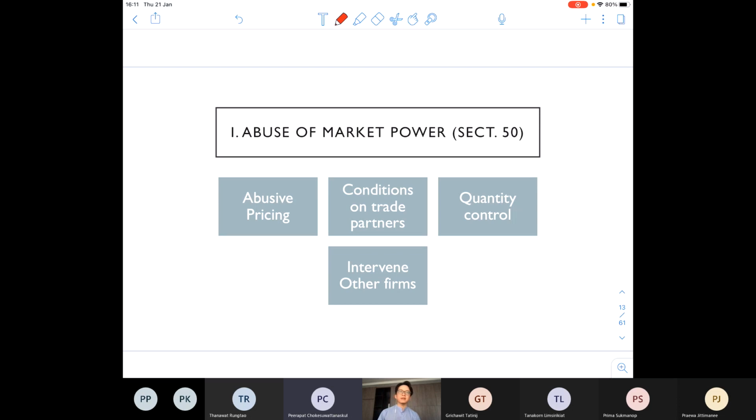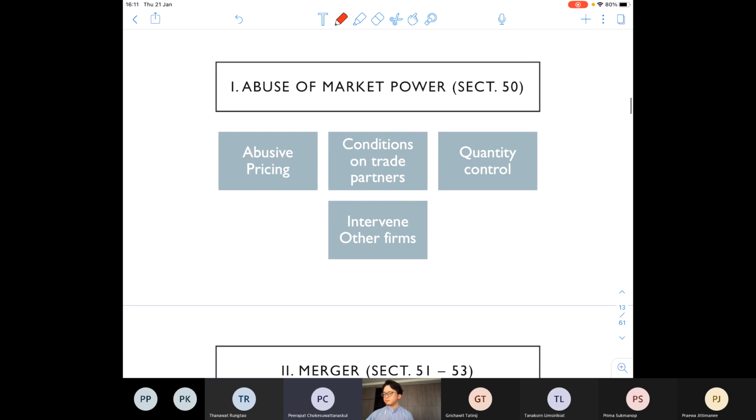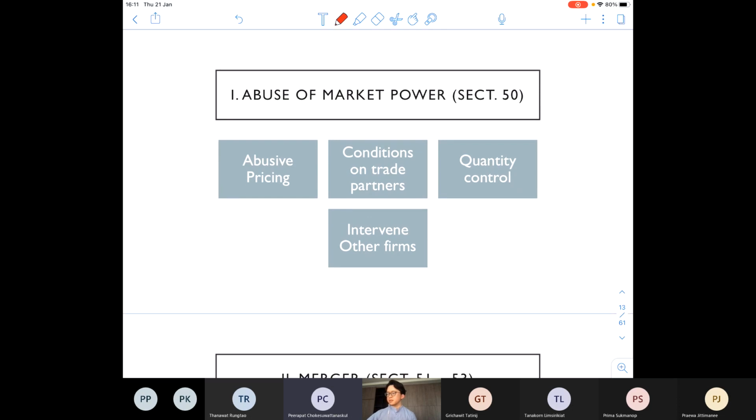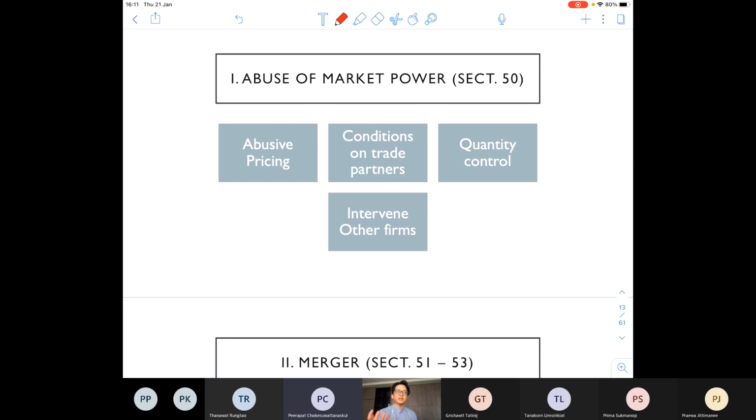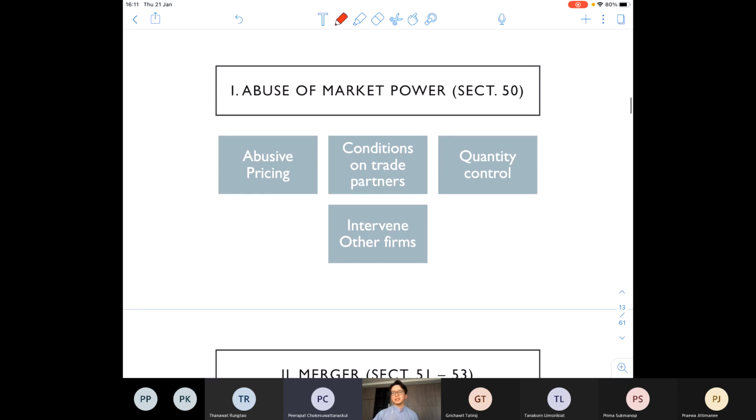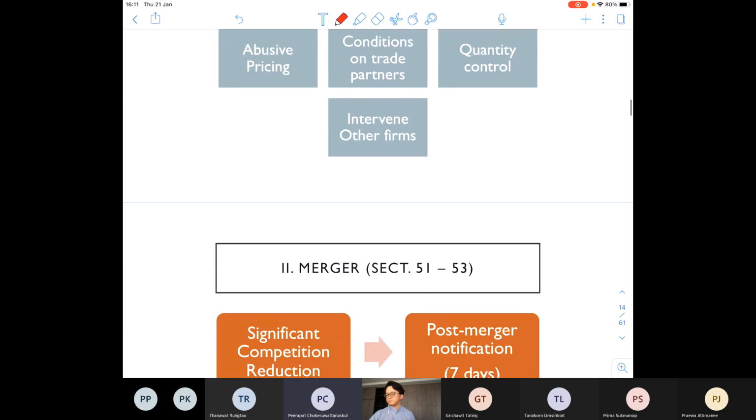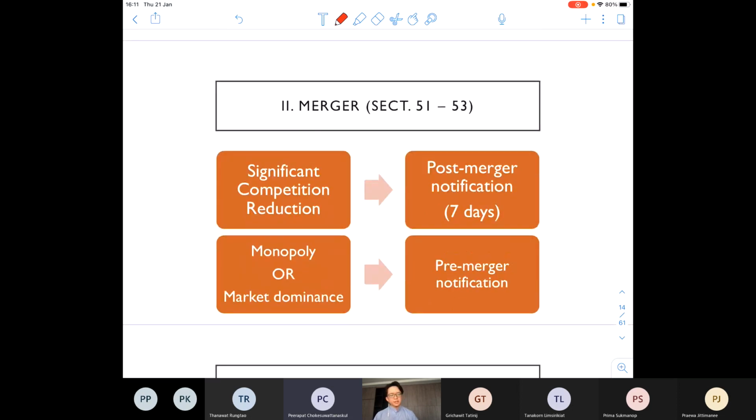I won't go into detail this time, but you see here that we have this abuse of market power, right? You abuse pricing, you set conditions on trade partners, you control quality, or you intervene in other firms' business, because you have market power and you say that we have to do this, you have to set these conditions, you cannot sell to that one, right? That sort of thing, because others would have to listen to you because you are the one who has the market power.